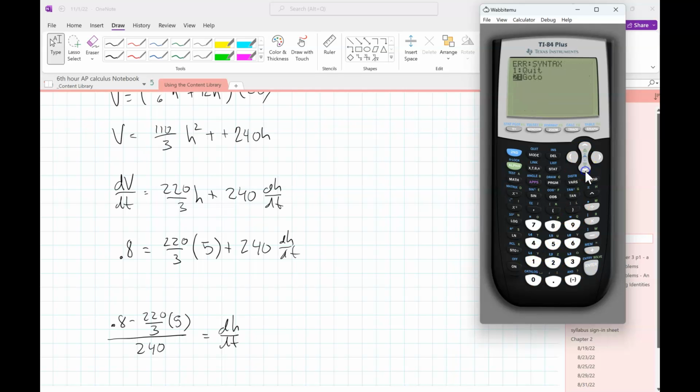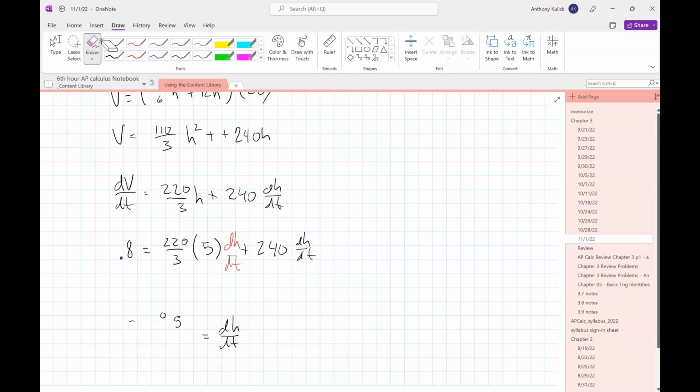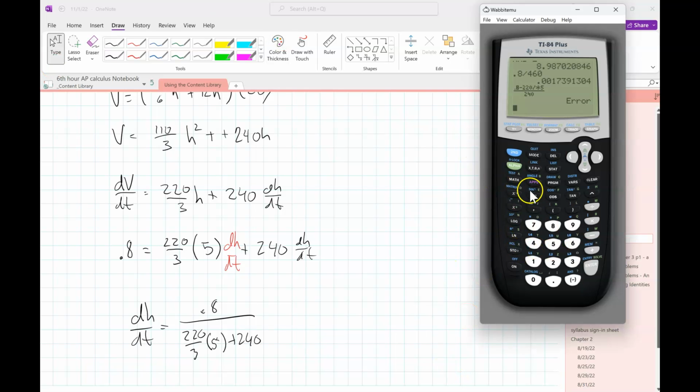Why isn't there a dH/dt after the 220? Shoot, there should be. You're absolutely right. Dang it, Mr. Kulik. I just got excited, you know? Although that doesn't really change much. Oh, it sure as heck does, because now we have to factor that out and divide, right? So now dH/dt is going to equal 0.8 divided by 220/3 times 5 plus 240. That makes more sense. The other one, I'm like, I'm going to get a negative number. What is wrong with this?